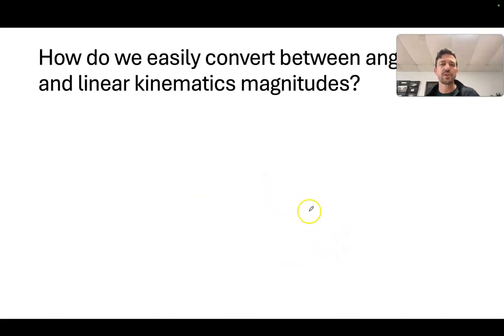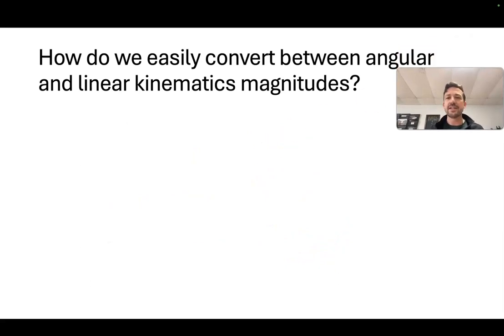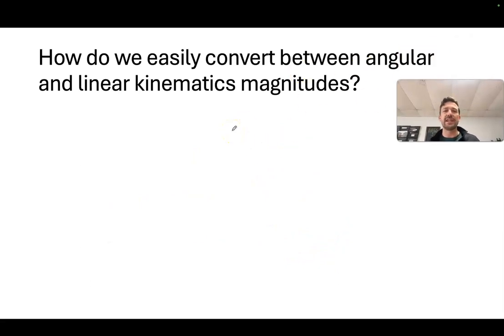Okay, let's go forward here. How do we easily convert between angular and linear kinematics? Let's see if you remember what I'm talking about. If I have a linear velocity and I have an angular speed, how do I convert between those? What you do is you multiply by radius with your angular thing. So if you have angular acceleration and you want linear acceleration, you multiply by r. Same thing for distance. If you have angular distance, you multiply by r, it gives you your linear distance.